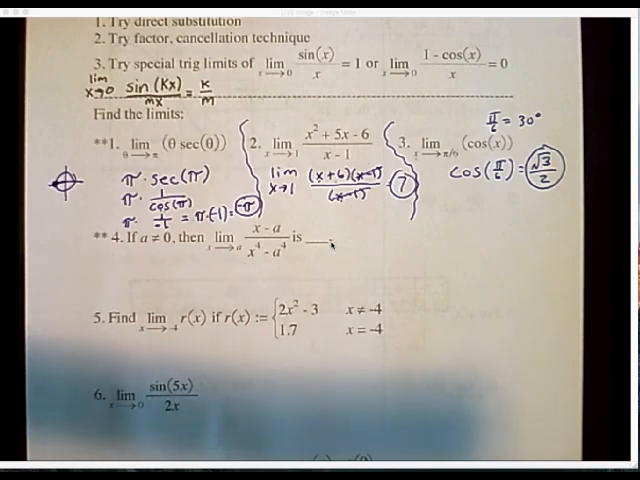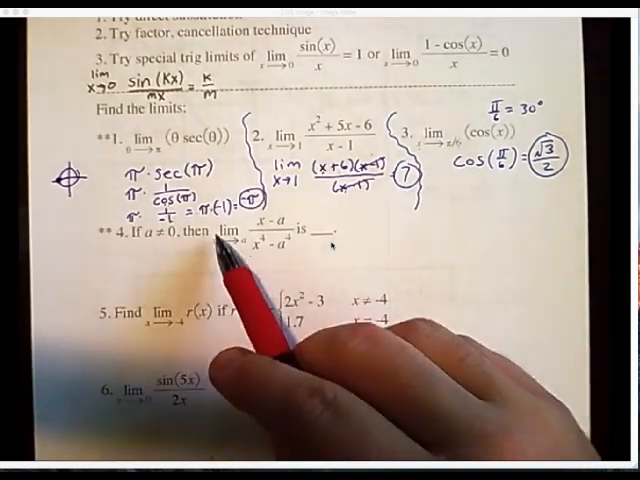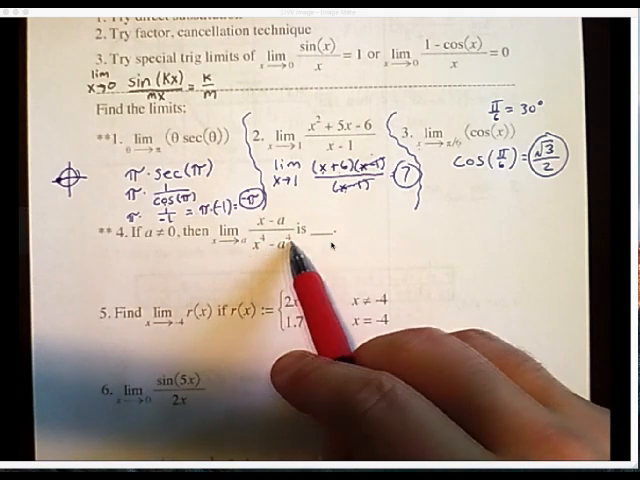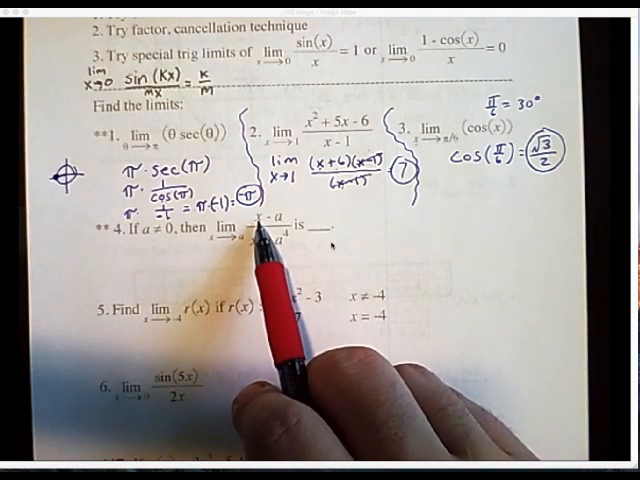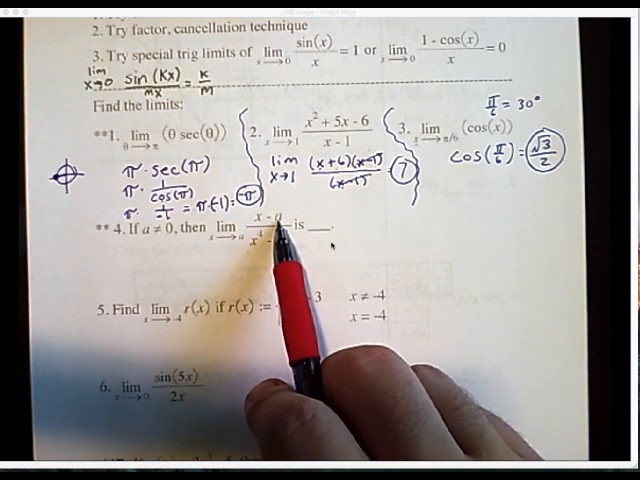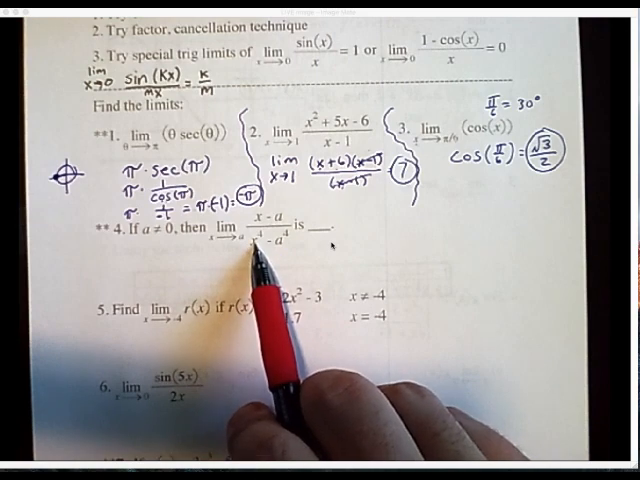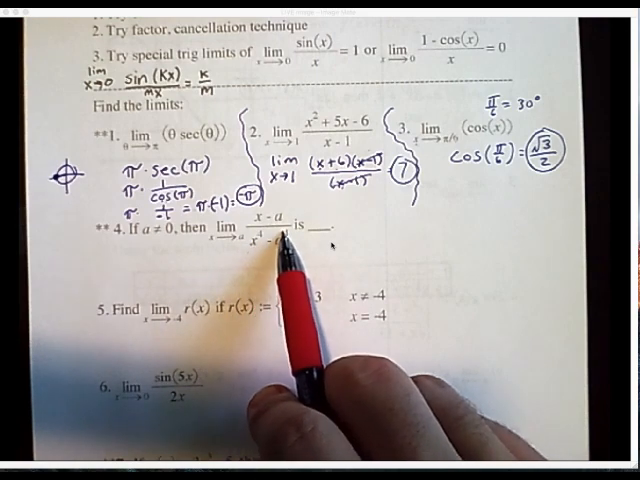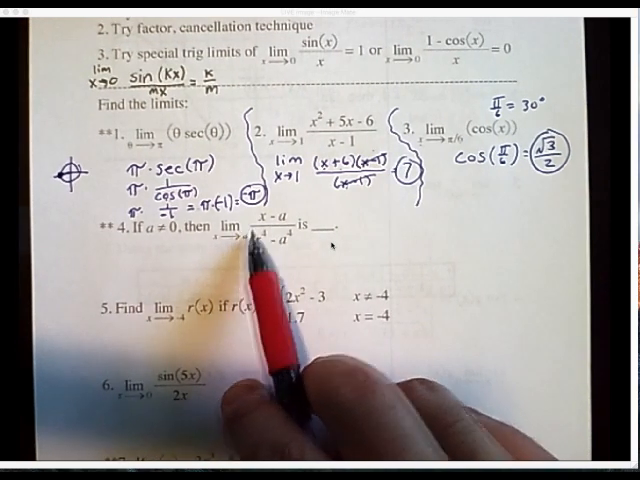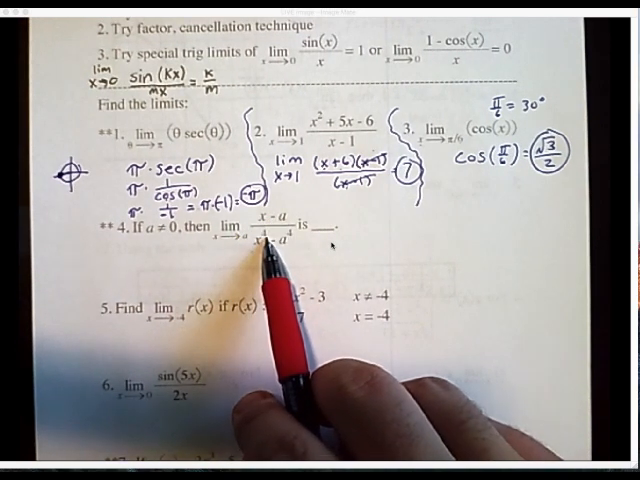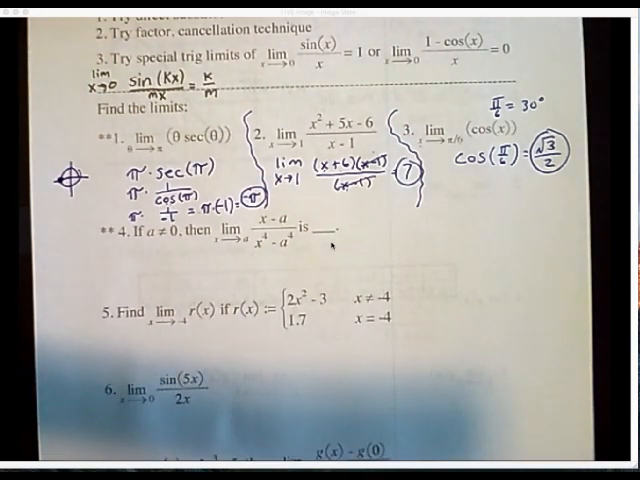All right. Number 4 says, as long as a doesn't equal 0, what is the simplification of this? So if I tried to plug in a right now in the numerator, I would have a minus a, which is 0. If I plug a into the denominator everywhere I see an x, a to the 4th minus a to the 4th would be 0. So that doesn't work. When I try to plug in this value, I get 0 over 0. And you can't divide by 0. So we have to try number 2. We have to try factoring and canceling.